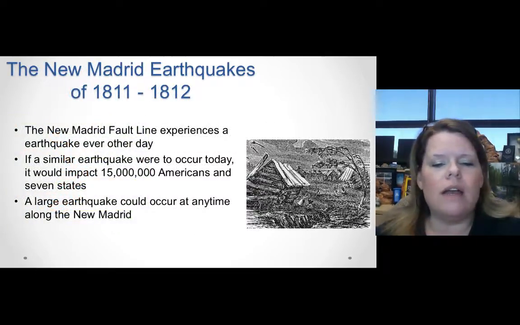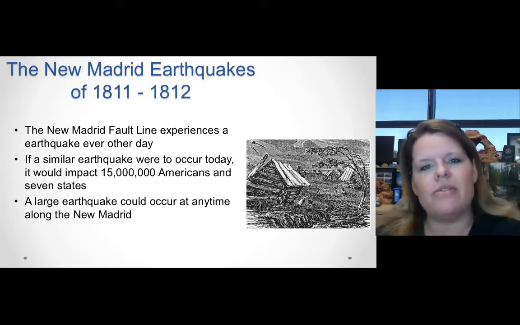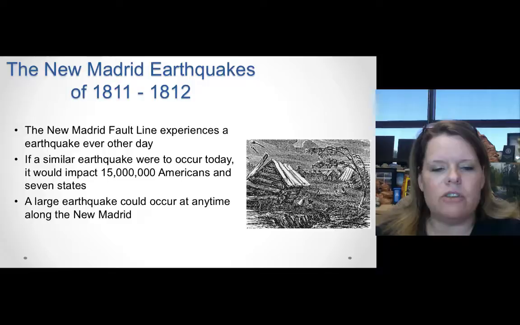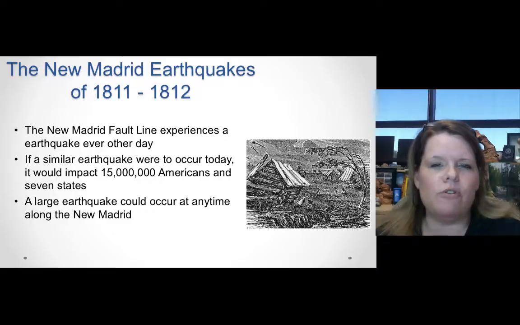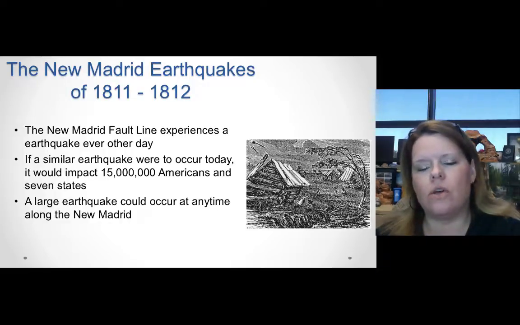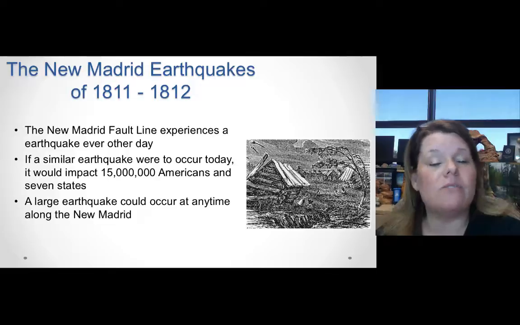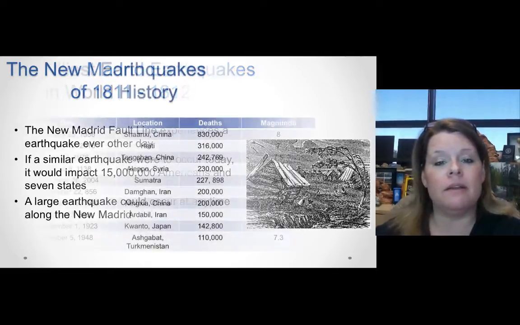The New Madrid Fault line experiences an earthquake every other day, and we're like, well, how come I didn't know about that? Because they're usually pretty small. If a similar earthquake were to occur today, it would impact over 15 million Americans, similar in size to the 1811, 1812 earthquakes, because there were 3 really large ones that occurred at that time, and it would impact people in 7 different states. A large earthquake could occur at any time along this zone, and it's not a matter of if, it's a matter of when it will happen.